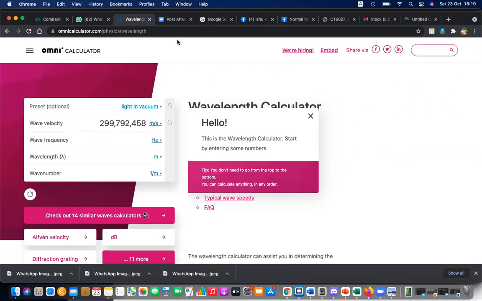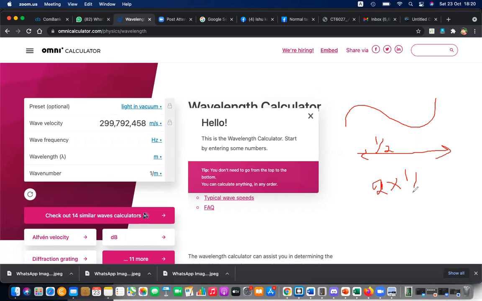I just want to tell you that if lambda is a length, let's say lambda is 2 meters, then to keep the same velocity, f is 1 divided by 2. Lambda is half and f is 2. Then f into lambda is 1.